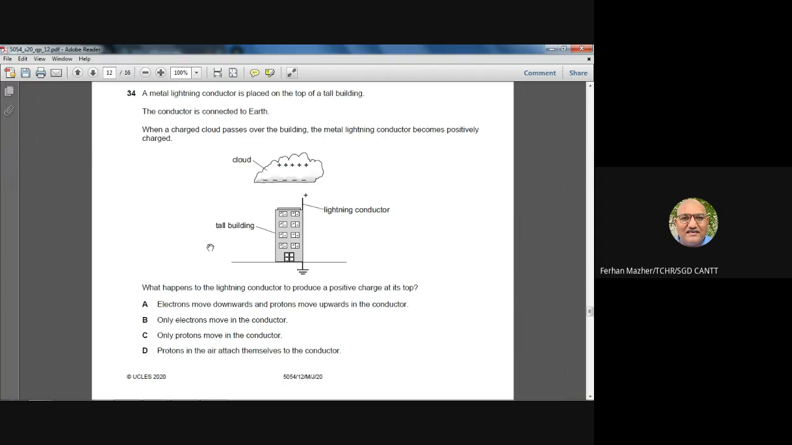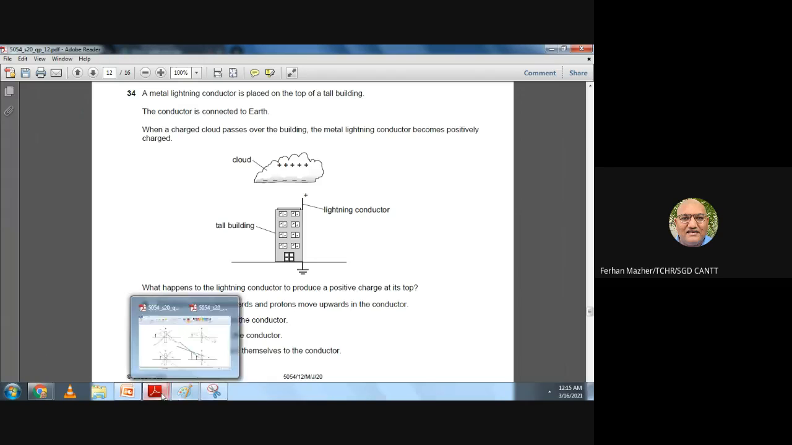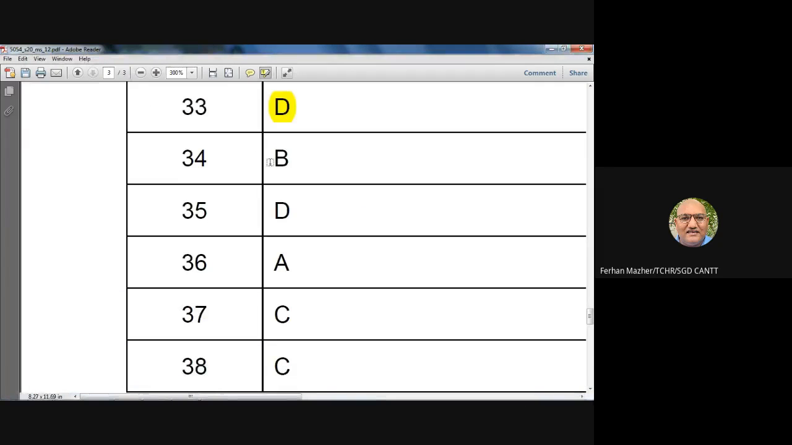B, only electrons move in the conductor. That can be the answer. C, only protons move in the conductor. That is totally wrong. D, protons in the air attract themselves to the conductor. That is also wrong. Only the electrons move in the conductor. That's the reason. Electrons have gone down into the ground. That's why the top has become positive. Question number 34, I think B is the best option. B is the best option, sir.